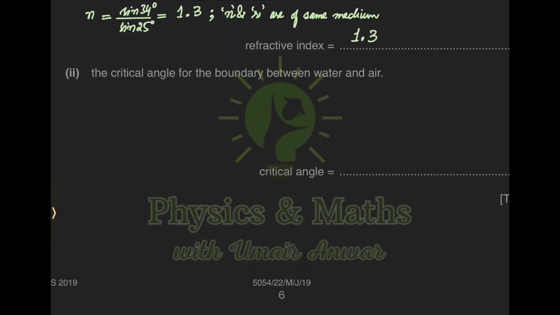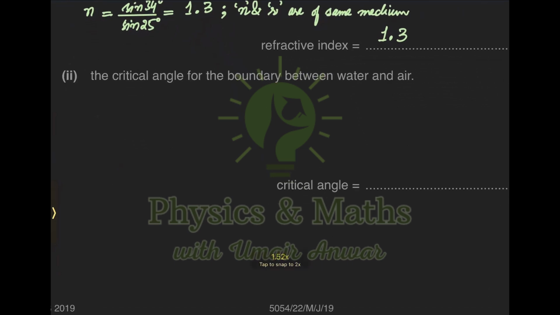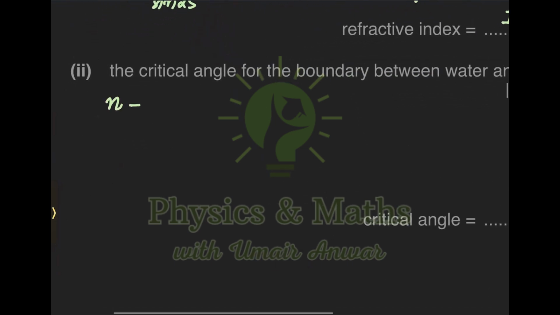The next part says the critical angle for the boundary between water and the air. So the next formula here, which is used, is another formula of refractive index, which is 1 upon sine of the critical angle. The value of refractive index we have just found.